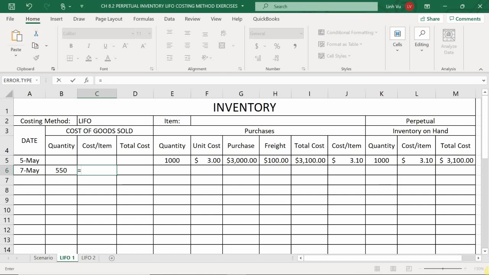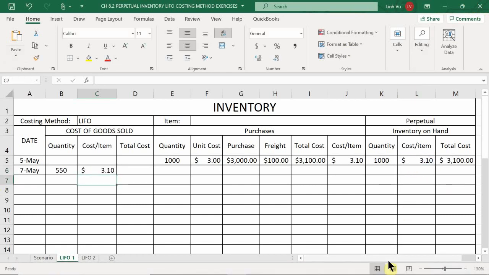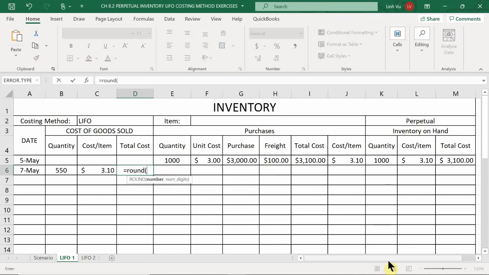1,000. Yes, we only have the 1,000 batch. So in this case, what's the cost per item that I'm going to use to cost out my cost of goods sold? What's the cost per item? $3.10, right? So then I'm going to go ahead and calculate this. What is 550 times 3.10?